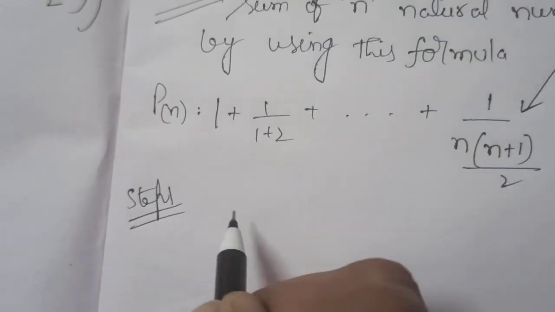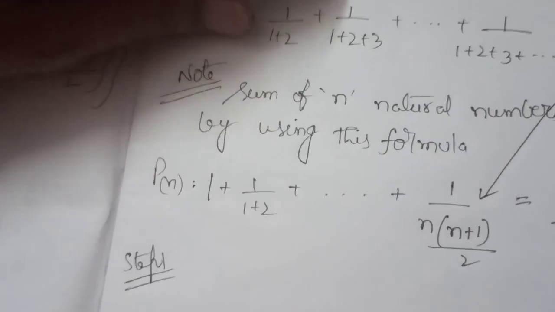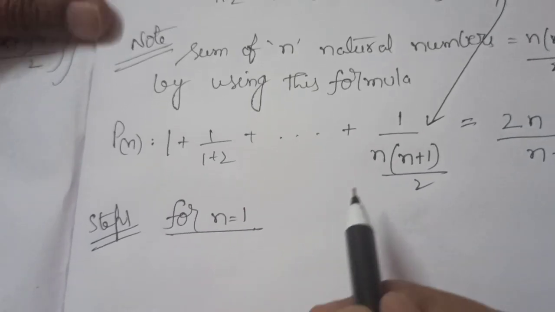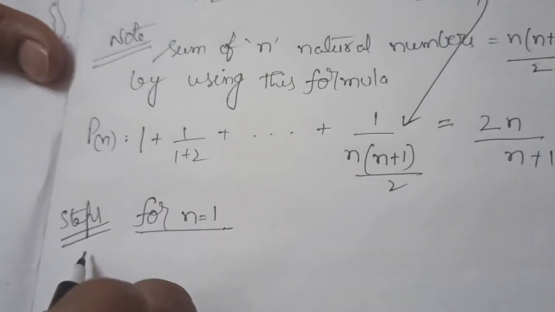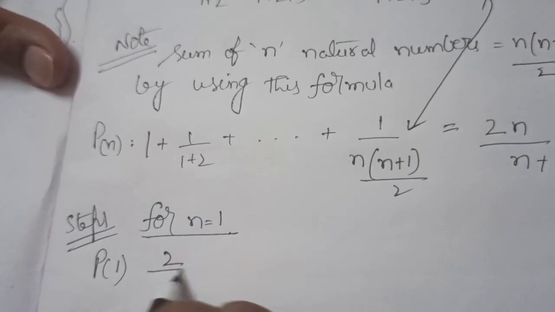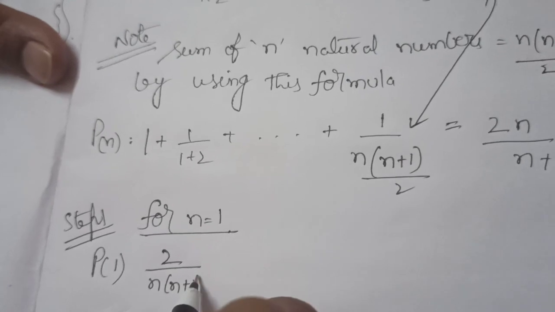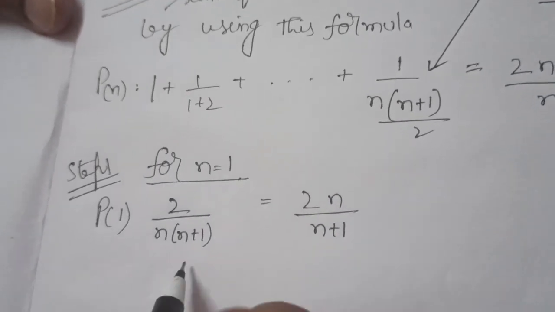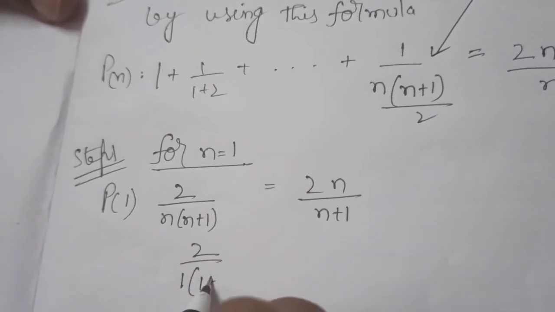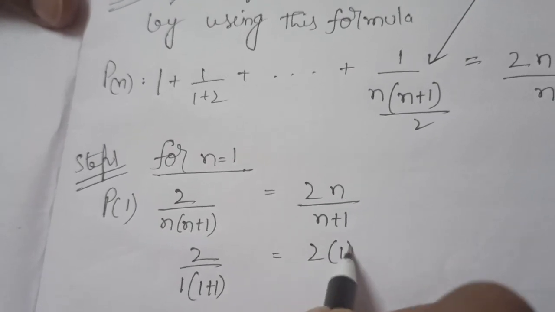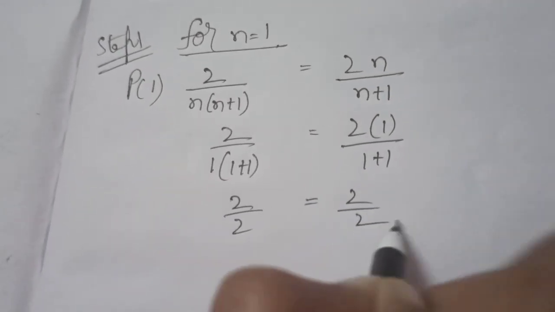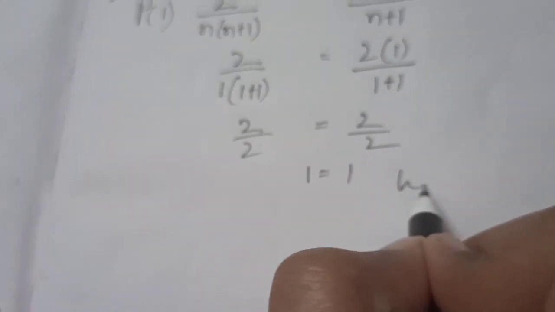Now for step 1, for n equal to 1. Your step 1 is for n equal to 1. N equal to 1 means your left hand side becomes P of 1 is equal to 2 by n into n plus 1, and your right hand side is 2n by n plus 1. In place of n, you just put 1. 2 by 1 into 1 plus 1, 2 into 1 by 1 plus 1. So 2 by 2, which is 1, 2 by 2, which is 1. Your LHS equals RHS, which is true.